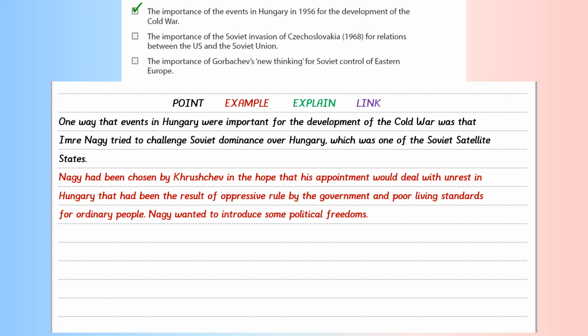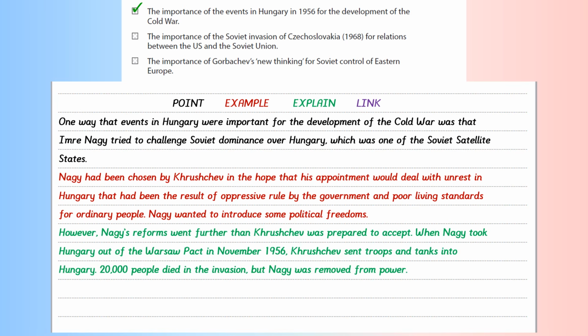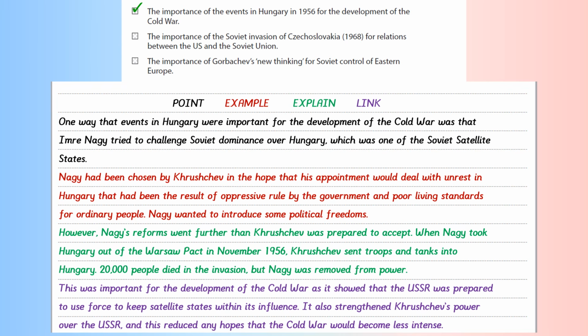Nagy wanted to introduce some political freedoms. However, Nagy's reforms went further than Khrushchev was prepared to accept. When Nagy took Hungary out of the Warsaw Pact in November 1956, Khrushchev sent troops and tanks into Hungary. 20,000 people died in the invasion, and Nagy was removed from power. This was important for the development of the Cold War as it showed that the USSR was prepared to use force to keep satellite states within its influence.